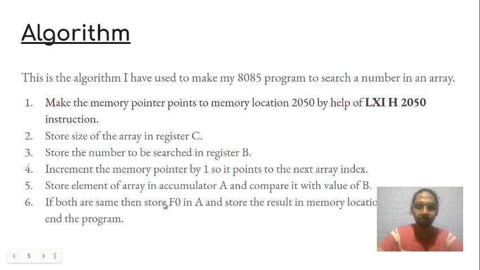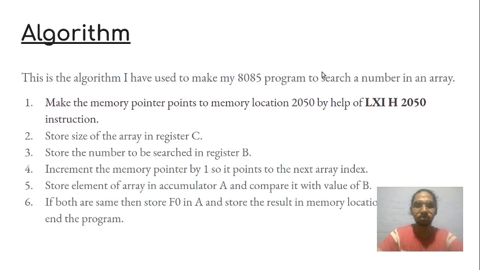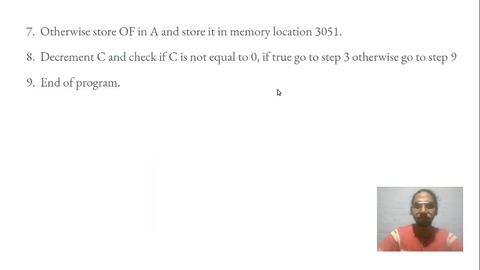If both are the same, then store F0 in A and store the result in memory location 3051, and it's the end of the program. If it is not, store 0F in A and store it in the memory location 3051. The next step is decrement C and check if C is not equal to 0. If true, go to step 3, that is, store the following number to be searched in register B. Otherwise, it's the end of the program.